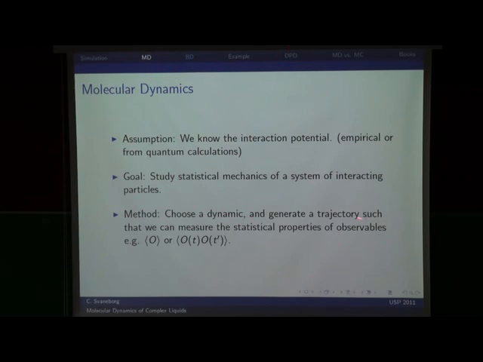This will generate a trajectory of the system, and from this trajectory we can analyze it and study the statistical properties of observables. And these observables could be the pressure, the average energy, the free energy, or correlation functions of observables, which give us the dynamic properties of the system, such as diffusion constants, electrophoretic mobilities, and response to deformation. We can do many things. So this is the basic overview.